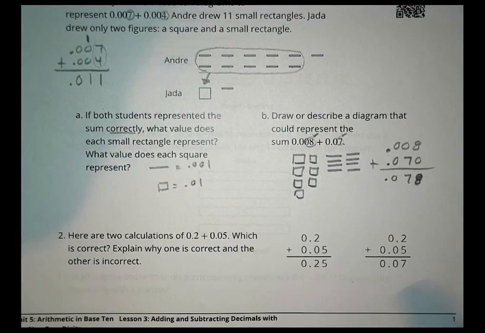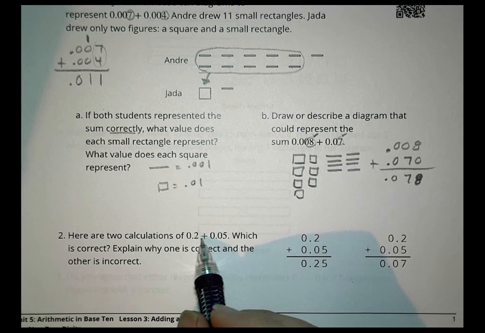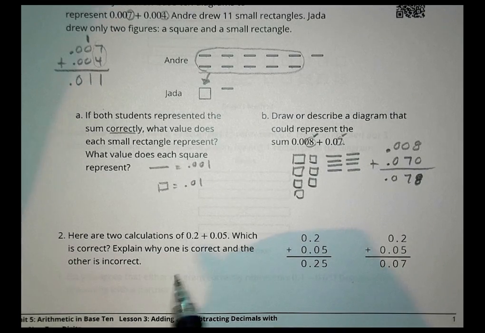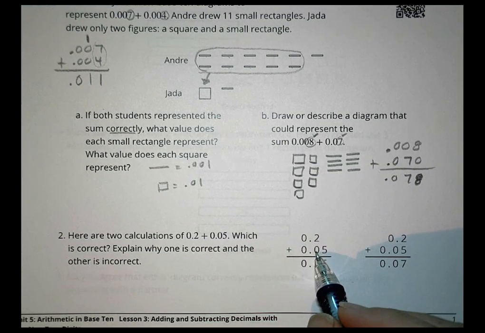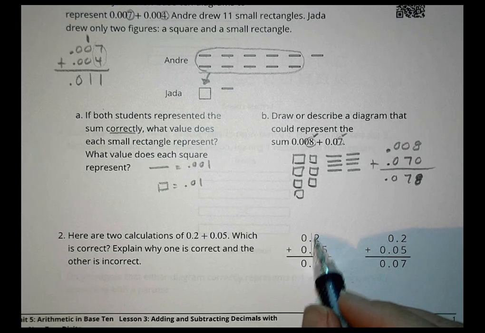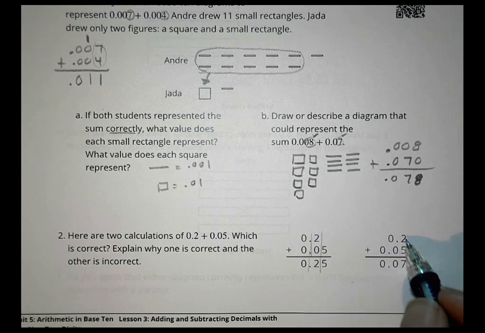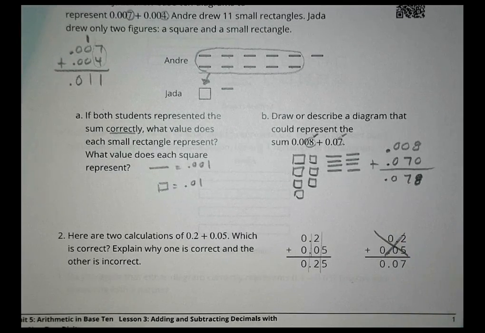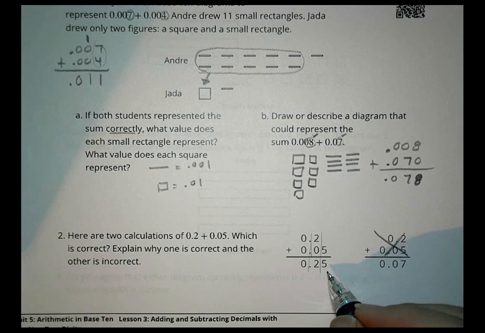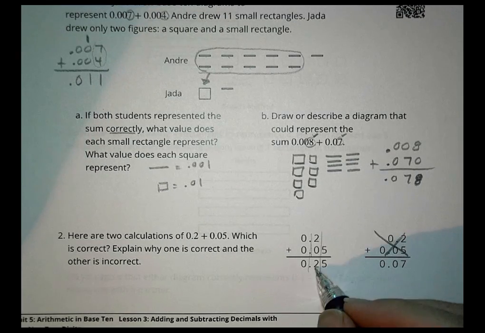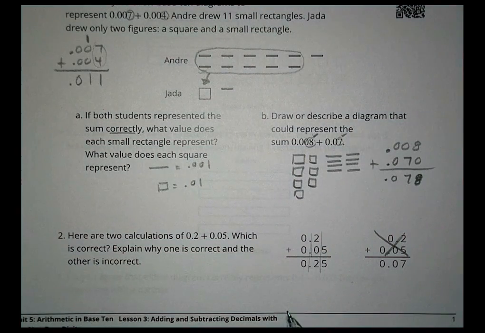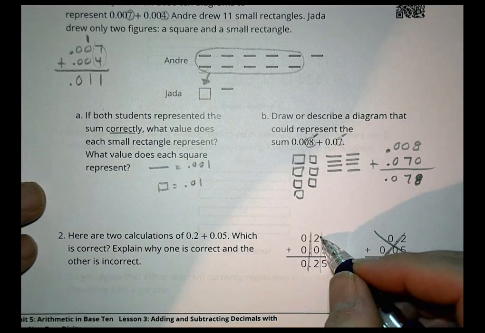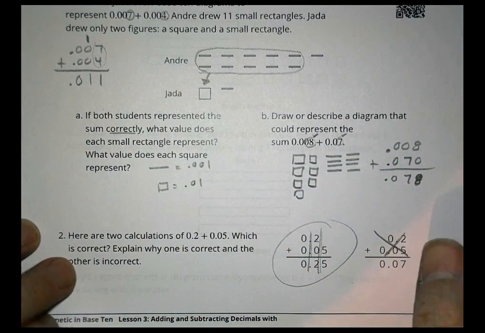Alright, number 2. Here are two calculations of 0.2 or 2/10 plus 5/100. Which is correct, and explain why. So here we have 0.2, 5/100. We have our decimals lined up, so that looks good. Over here, our decimals are not lined up. If the decimals are not lined up, I cannot do it. So this one is the best one. We have 5, 2, and 0. That's going to be the correct solution because the place values are all lined up, the decimals stacked up like that. That's going to be the way you want to do it.